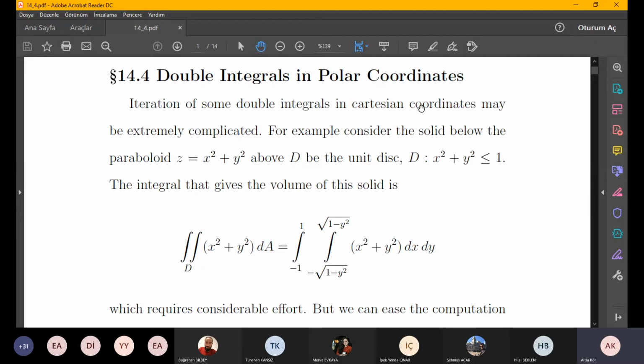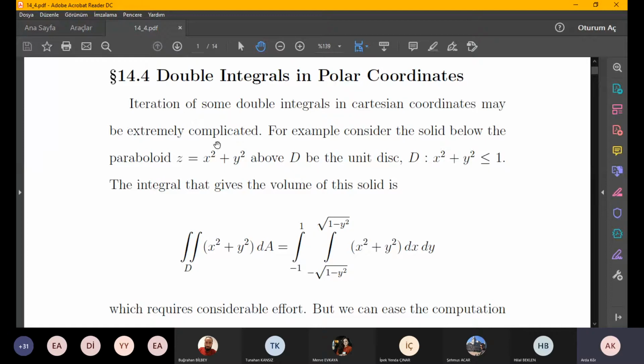Today we will talk about double integrals in polar coordinates. We talked about the iteration method on Monday, and also we defined the x-simple and y-simple domains. Iteration of some double integrals in Cartesian coordinates may be extremely complicated. So those that we deal with can be complicated.